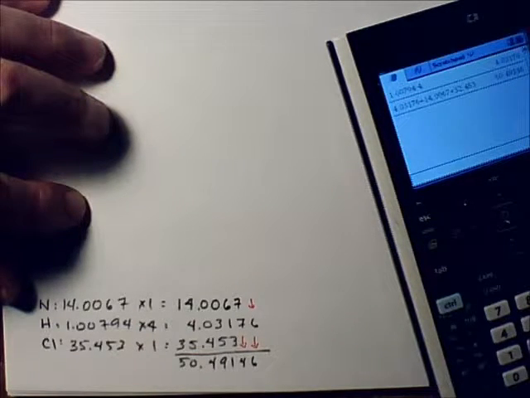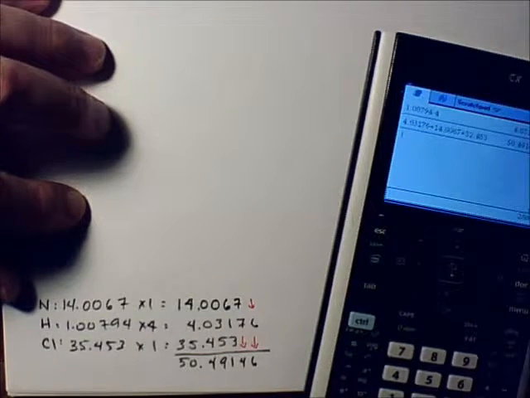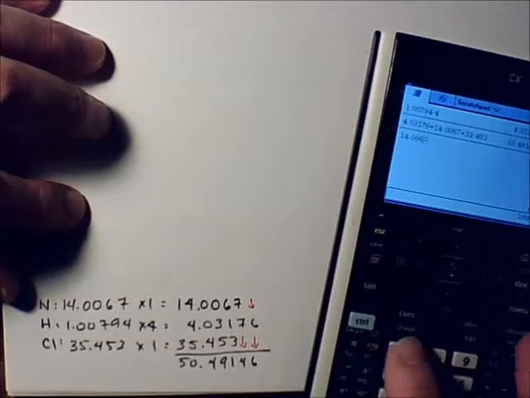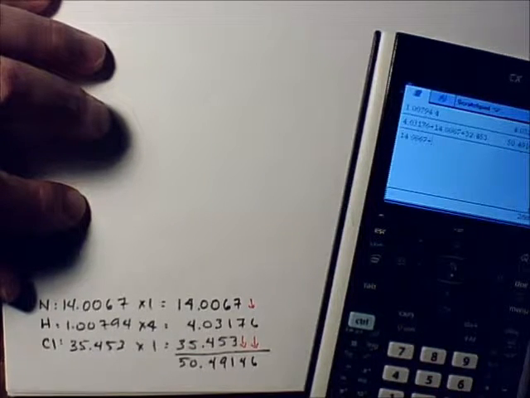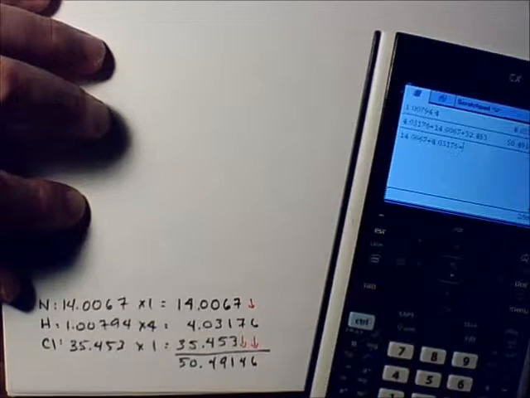You got 53? Oh, I hit a 2 instead of a 5. Thank you for telling me that. That's why it's always a good idea to do your math more than once. Yep, 53.